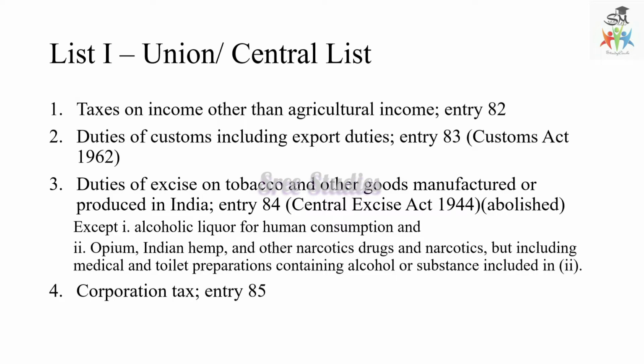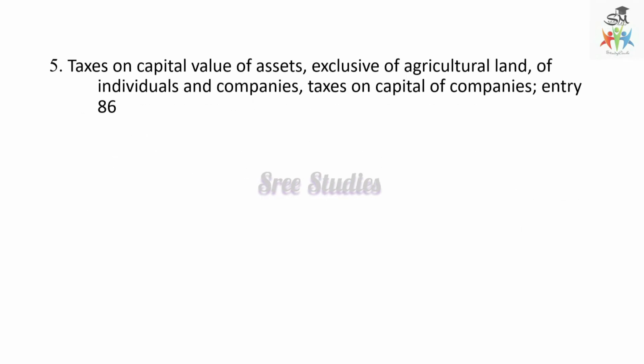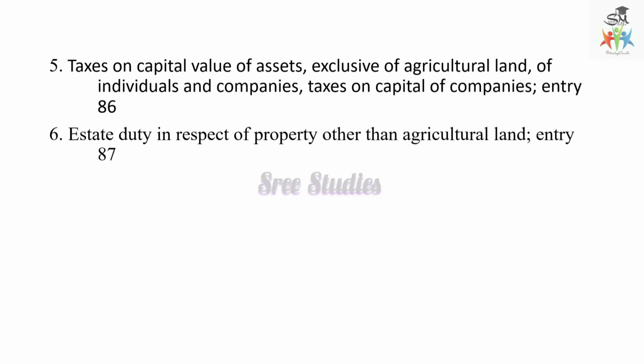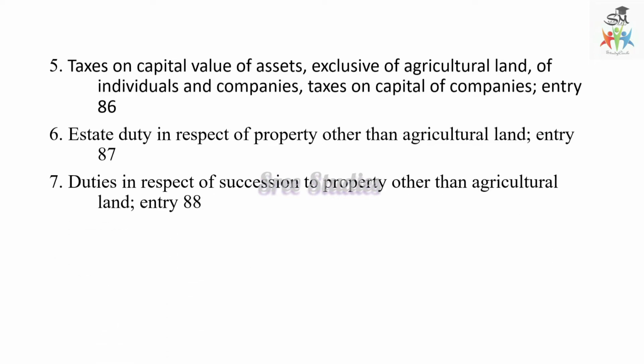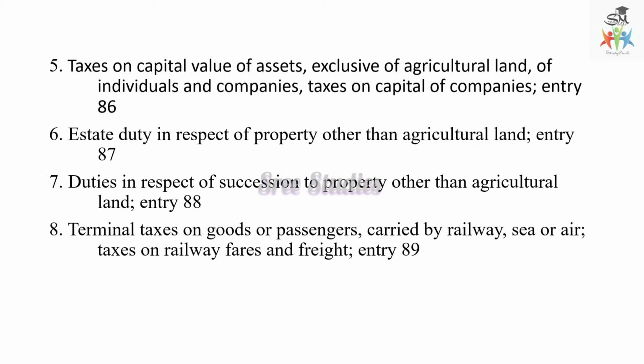The next one is the corporate tax, given under entry 85. The taxes on capital value of assets, exclusive of agricultural land, of individuals and companies, and the taxes on capital of companies are given under entry 86. Estate duty in respect of property other than agricultural land is entry 87, and duties in respect of succession to property other than agricultural land are given under entry 88. Everything is in list 1.